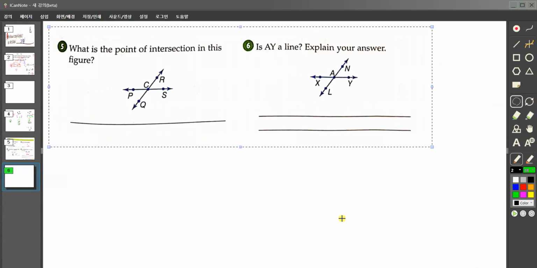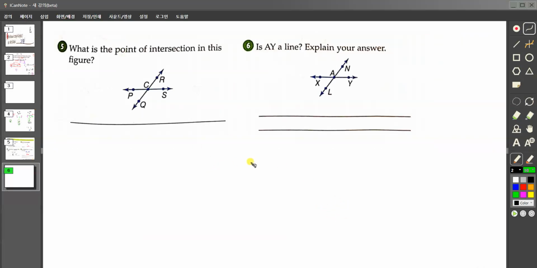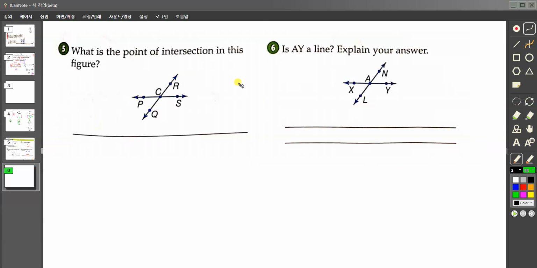Let's move on to 5 and 6. What is the point of intersection in this figure? Intersection means the point where they meet together, the point made by two lines. When they meet somewhere, there is a point C. It is going to be point C. That is the intersection.